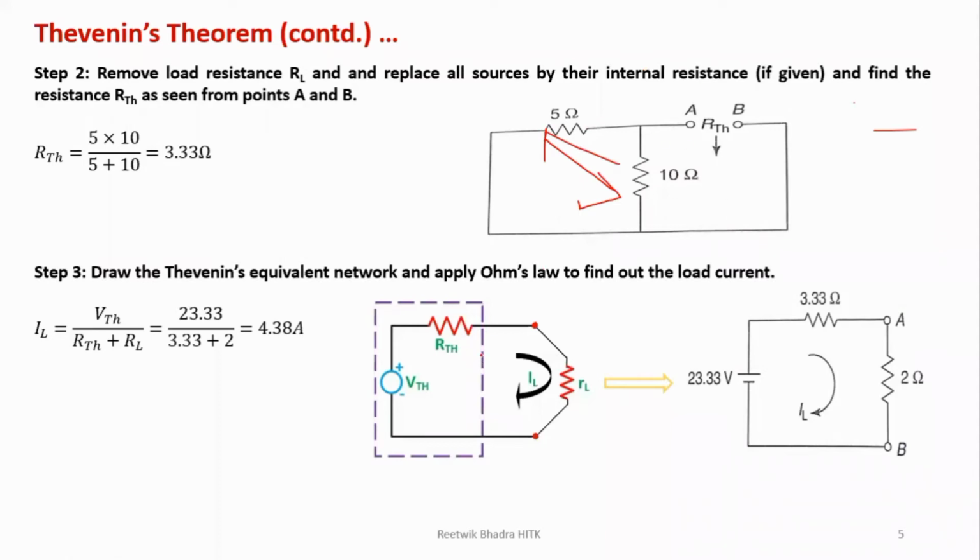And at last the step is the same. You draw your Thevenin's equivalent circuit, that is VTH, RTH, RL. So what was VTH calculated? 23.33. What is RTH calculated? 3.33. What was our RL? 2 ohm. Then use the general formula, IL is equal to VTH by RTH plus RL. That gives you 23.33 by this 5.33, which gives you 4.38 ampere. So these are the steps.